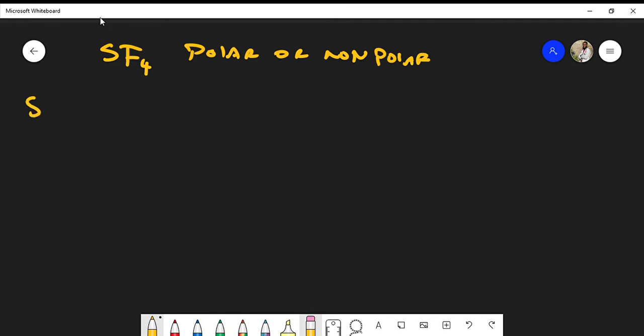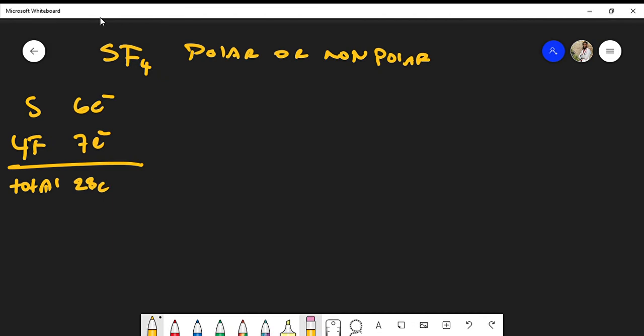So I have a sulfur and I have 4 fluorine atoms. I look at the periodic table, I know that sulfur has 6 valence electrons. It is oxygen's cousin, and I know that fluorine gives me 7 valence electrons. So the total number of electrons I have to place would be 4 times 7, because I have 4 fluorine atoms, each with 7 valence electrons. So 4 times 7, that should be 28, right? So we have 28 electrons from the fluorine, plus 6 from the sulfur, right? So we should have a total of 34 electrons that we have to place.